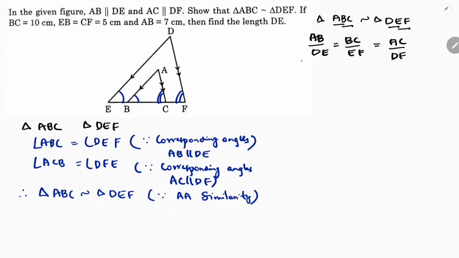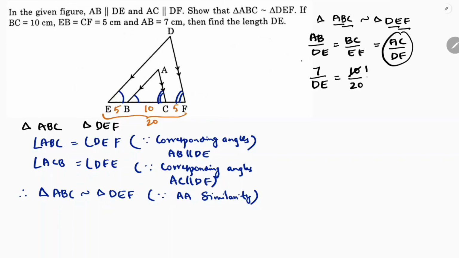Now if I substitute the values in this, AB value is 7 centimeters, DE, which I need to find, BC is 10, EF. Now here see, EB is 5, BC is 10, CF is 5. So total EF will be 20. Now the other values are not required, because we need to find DE.